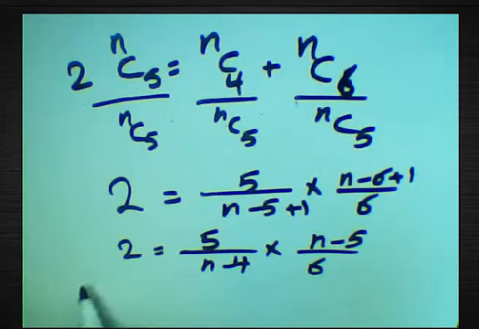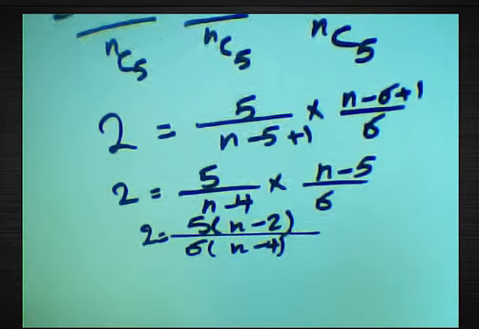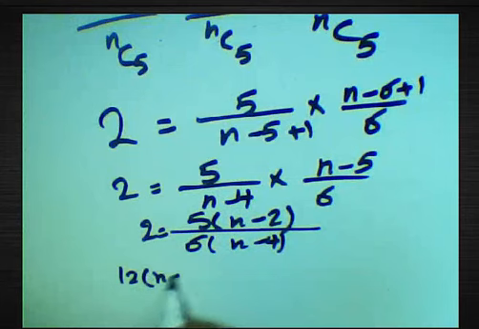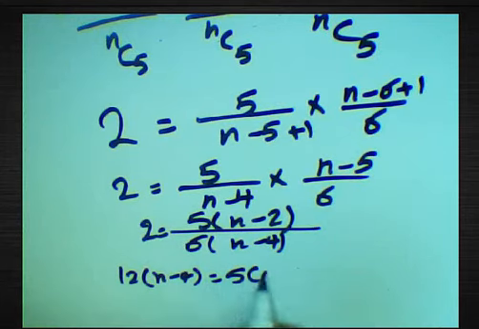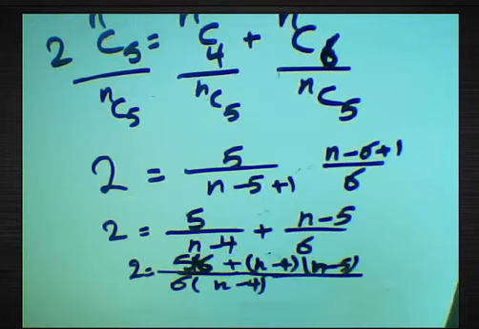In this example, write multiplication between them: 6 multiplication by n minus 4, and 5 multiplication by n minus 5, and then we can simplify it. 2 times 6 equals 12 times n minus 4 equals 5 times n minus 2: 12n minus 48 equals 5n subtract 10. It will be negative 40 or 38 here, moving.